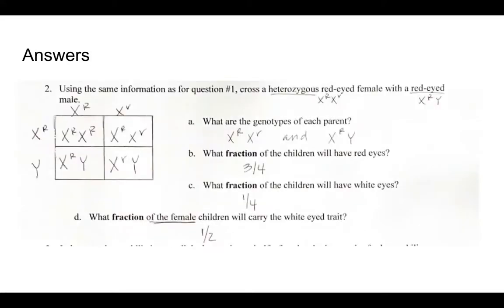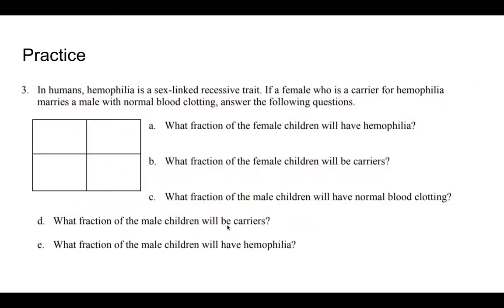Check your answers. So here are the genotypes. There's our female that's heterozygous. Here's our male that has red eyes. Cross them, questions. Unpause when you're ready to move on. Now we switch to hemophilia, which is that blood clotting disease. So if you have a female that is a carrier for hemophilia and a male that is normal, what are their genotypes? Cross them, answer the questions, unpause the video when you're ready to check the answers.